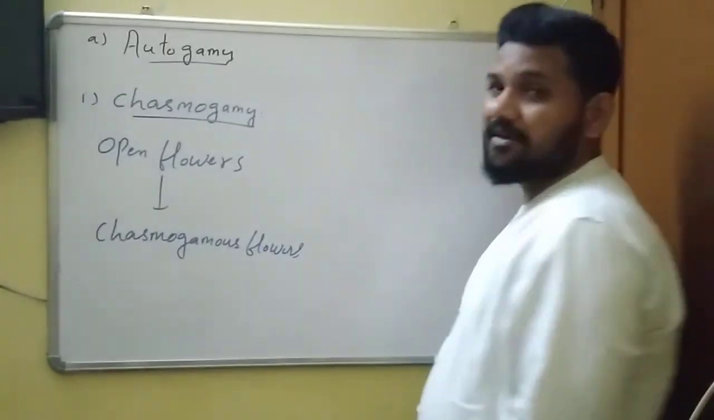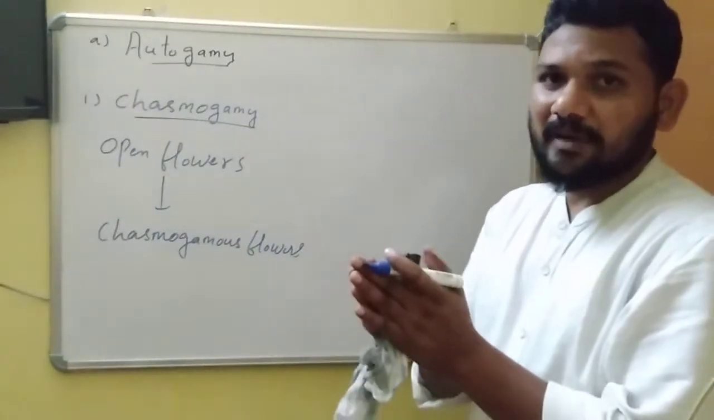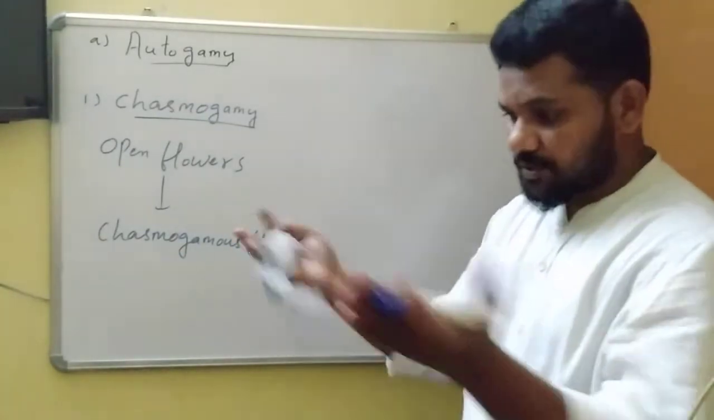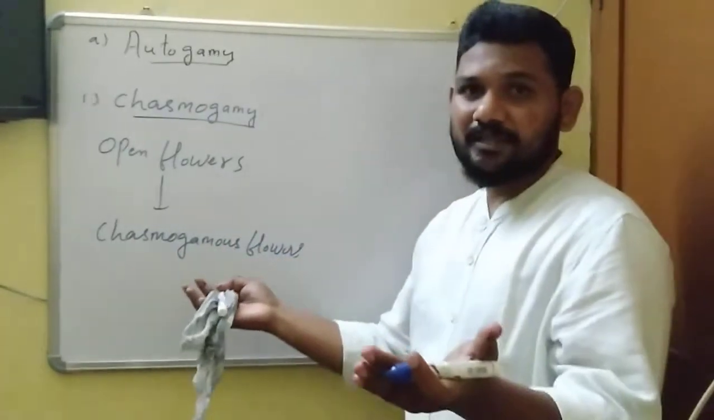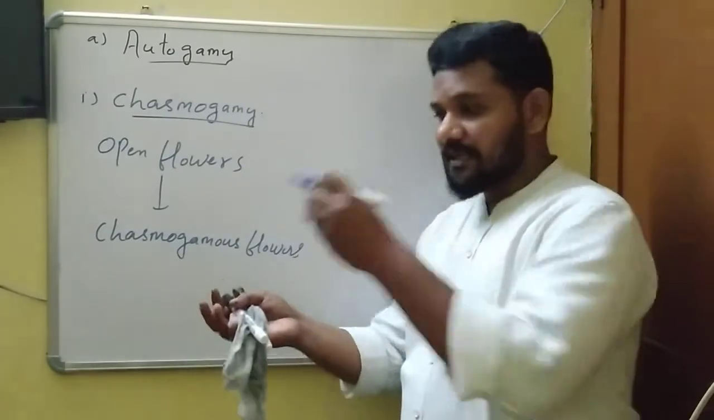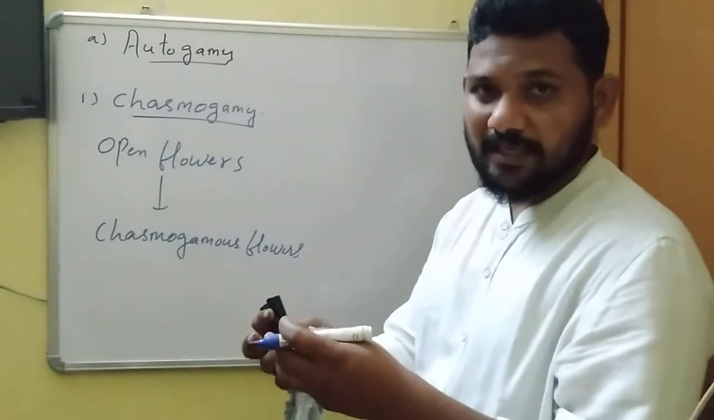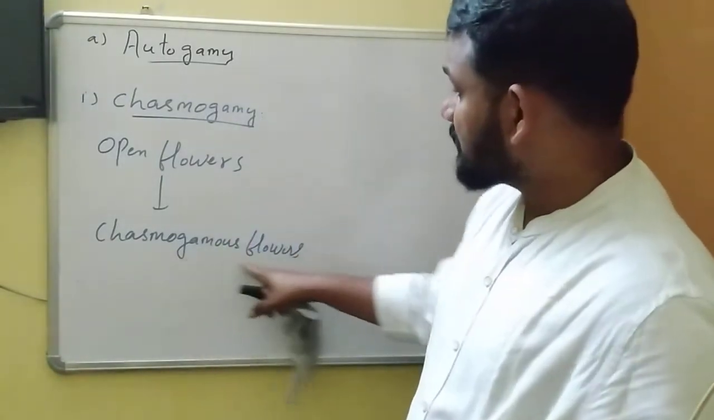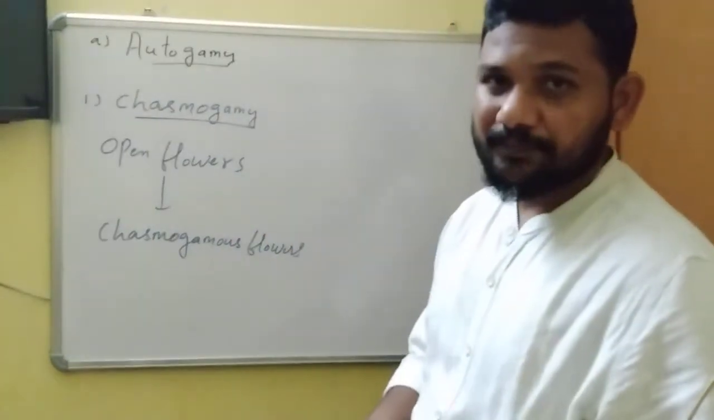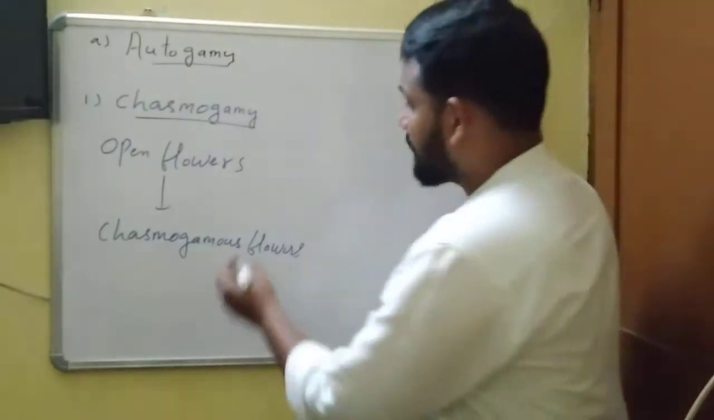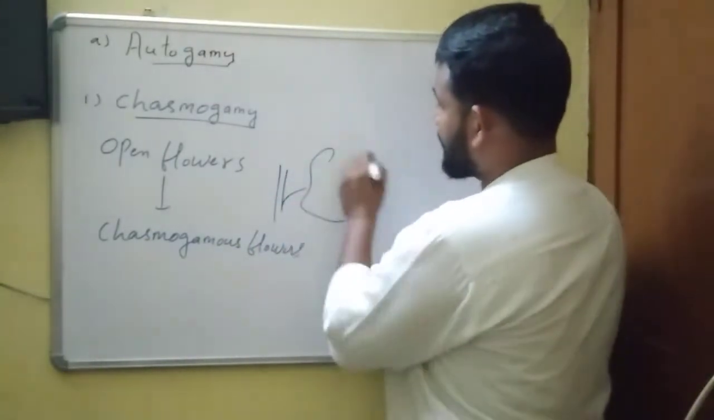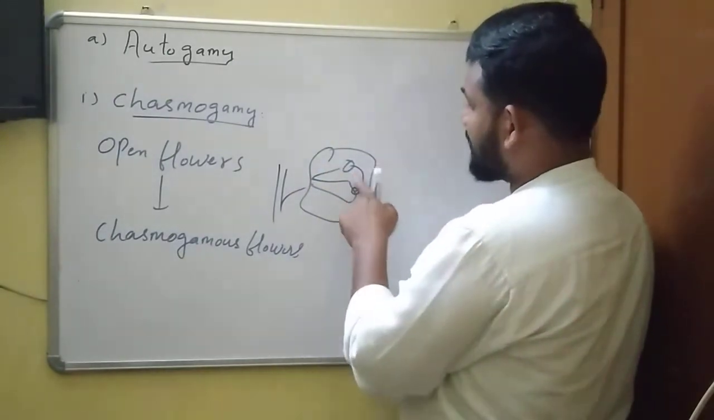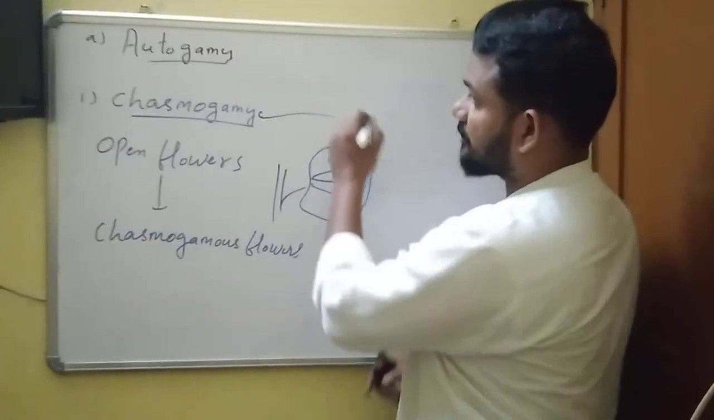In chasmogamous flowers, both androecium and gynoecium are exposed very well. Flower clearly is very exposed, and both androecium and gynoecium are exposed. Open flower is also called chasmogamous flower. For example, this is an open flower. It has both male and female parts. Transfer of pollen grain from anther to stigma in an open flower is called chasmogamy.